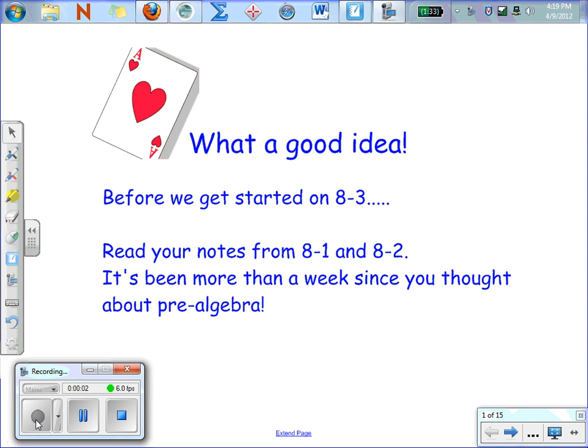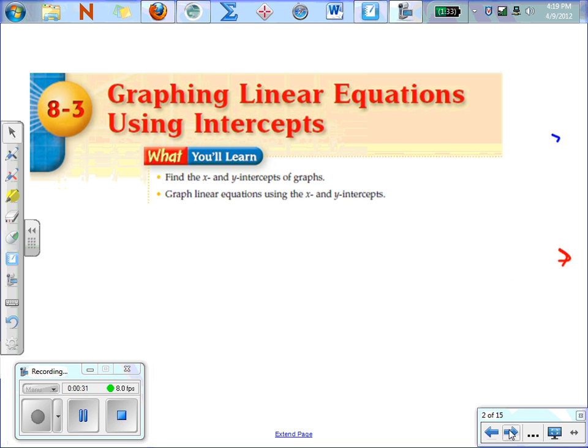Before we get started on 8-3, let's take a minute, open your notebook, and read your notes from 8-1 and 8-2. That was more than a week ago. I'm sure maybe just one or two of you, or maybe all of you, could use a little refresher on what we learned before spring break. So take a minute, do that, stop the video, then start it back up. You're going to need that information to understand what we're going to be talking about today.